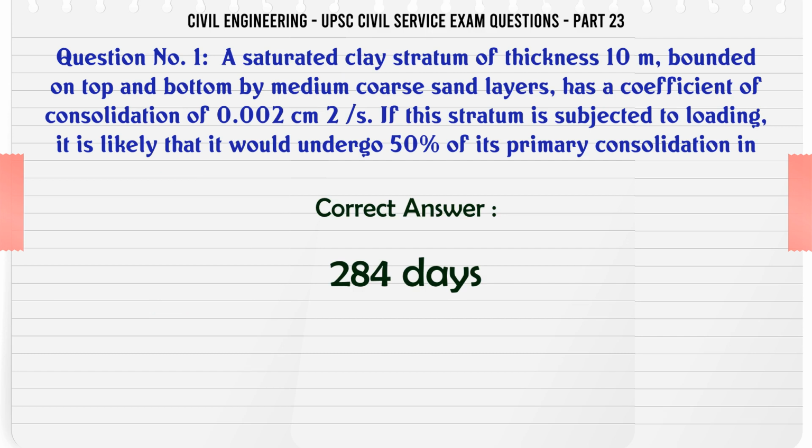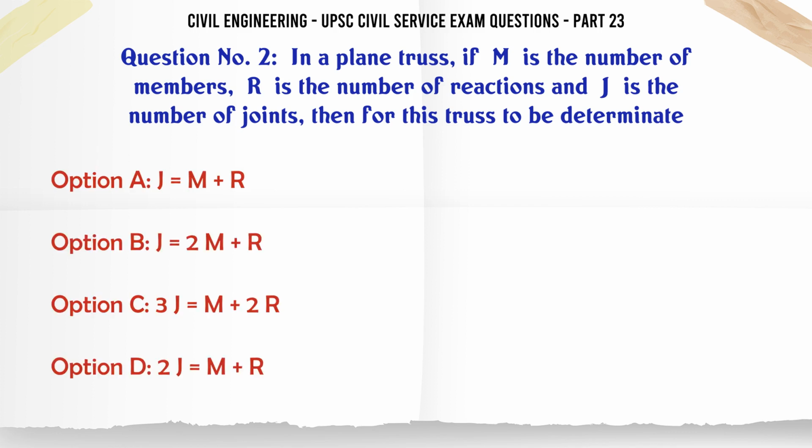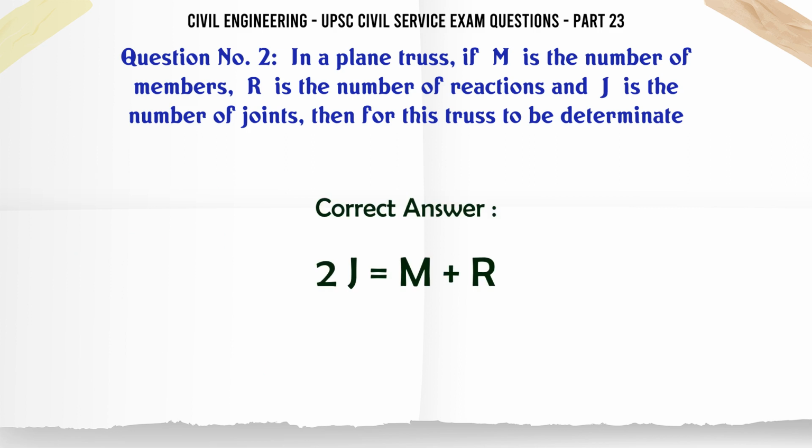284 days. In a plane truss, if M is the number of members, R is the number of reactions, and J is the number of joints, then for this truss to be determinate, A. J+M=R, B. J+2M=R, C. 3J+M=2R, D. 2J=M+R. The correct answer is 2J=M+R.